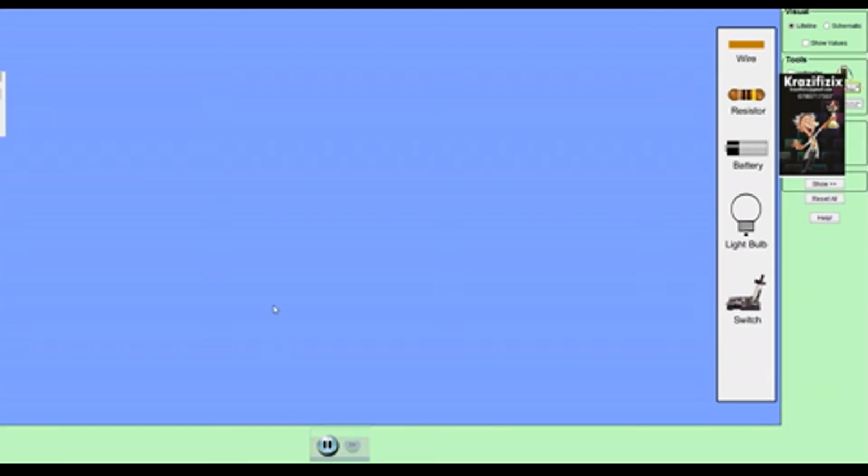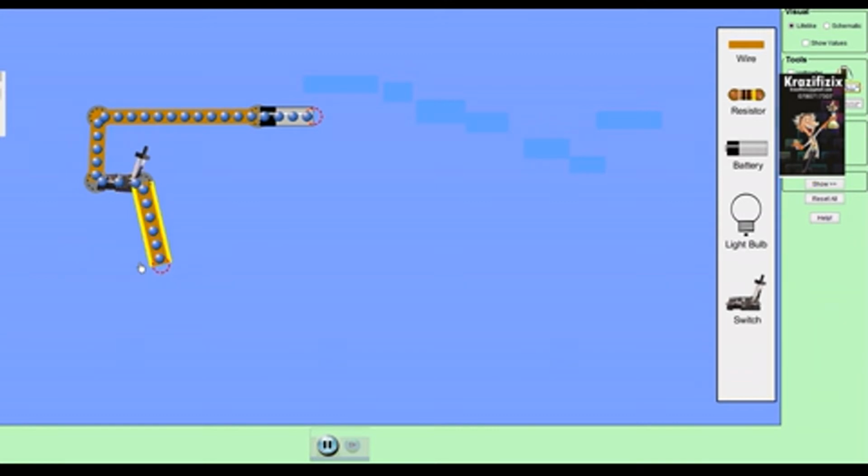Got a program here. Let's start by having that. Let's have a wire. We're just going to try to create the same circuit right there. We have our cell. In that cell, there's an internal resistance already. Let's create that. We need another wire. And let's have a switch. And then we need another wire here.